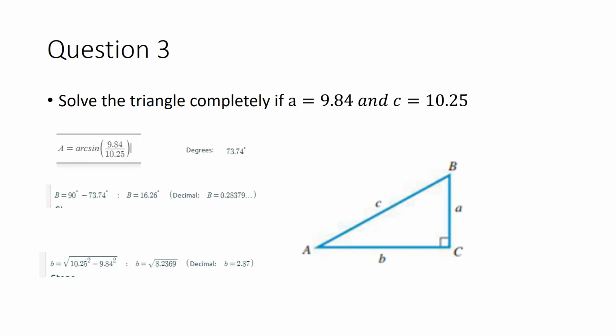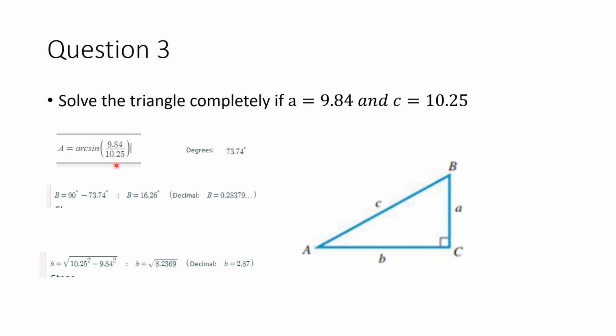Question 3 is a little bit similar in that we're solving a right triangle. So we're given values for A and C, that is side A and side C. One thing that we can do is use the Pythagorean theorem to find out what side B is, but this time B squared is equal to C squared minus A squared. So we'll get B is 2.87.